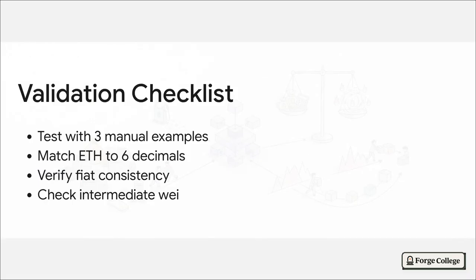But once the AI spits out the code, you can't just trust it blindly. You need a script validation checklist. And guess what? Those 3 manual examples we just suffered through together, they are now your canonical test cases. You'll test the AI script with our simple transfer, the ERC20 transfer, and the complex swap. Ensure the ETH matches to 6 decimal places, verify the fiat conversion consistency, and always check those intermediate gwei values to make sure the core logic is actually sound.